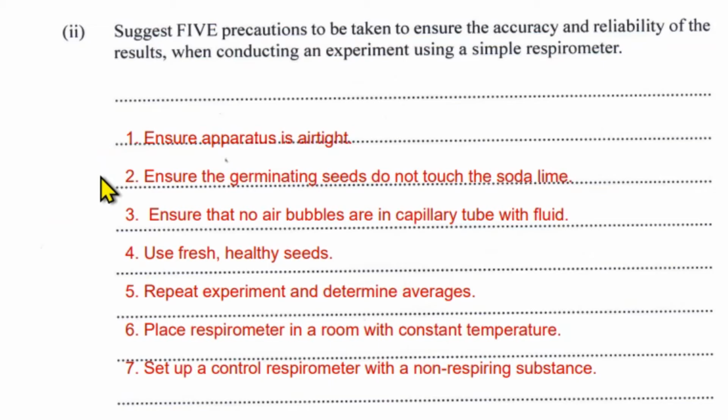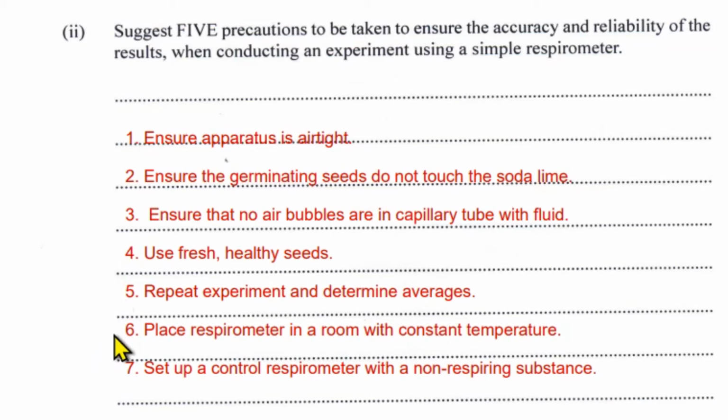2, you're going to ensure that the germinating seeds do not touch the soda lime. That could basically affect the experiment. 3, ensure that no air bubbles are in the capillary tube with the fluid, as they will affect the movement of the bead itself while you're trying to measure distances over time. 4, use fresh, healthy seeds and try to make sure that they're from the same batch. 5, repeat the experiment and determine the averages, basically a staple of any precautionary experiment.